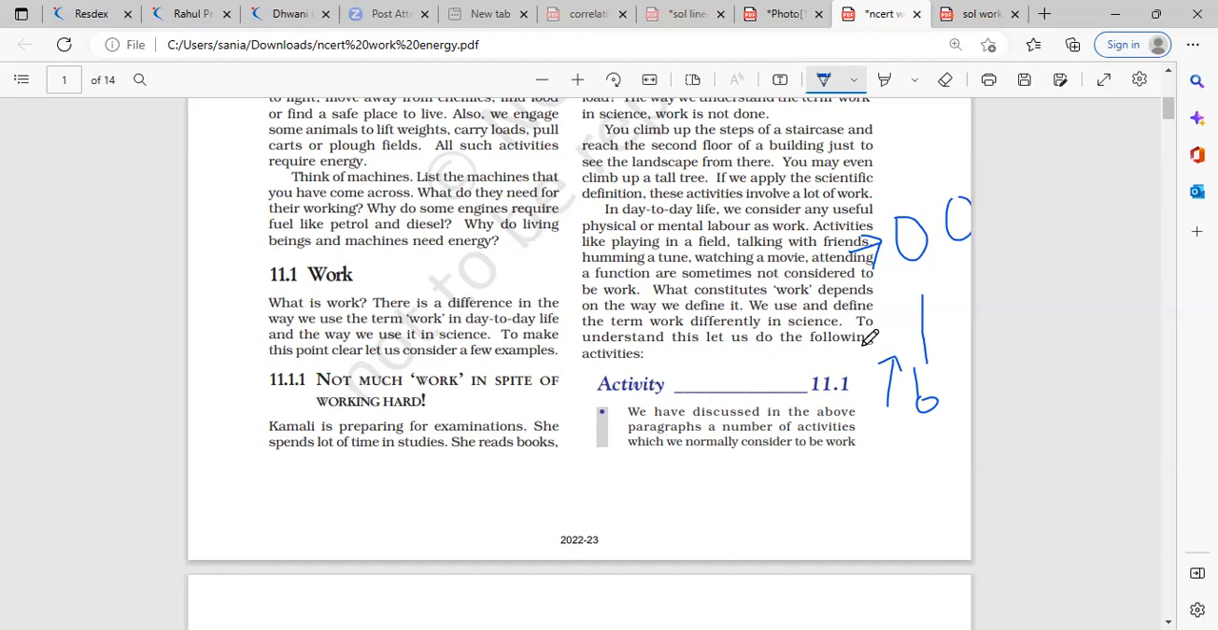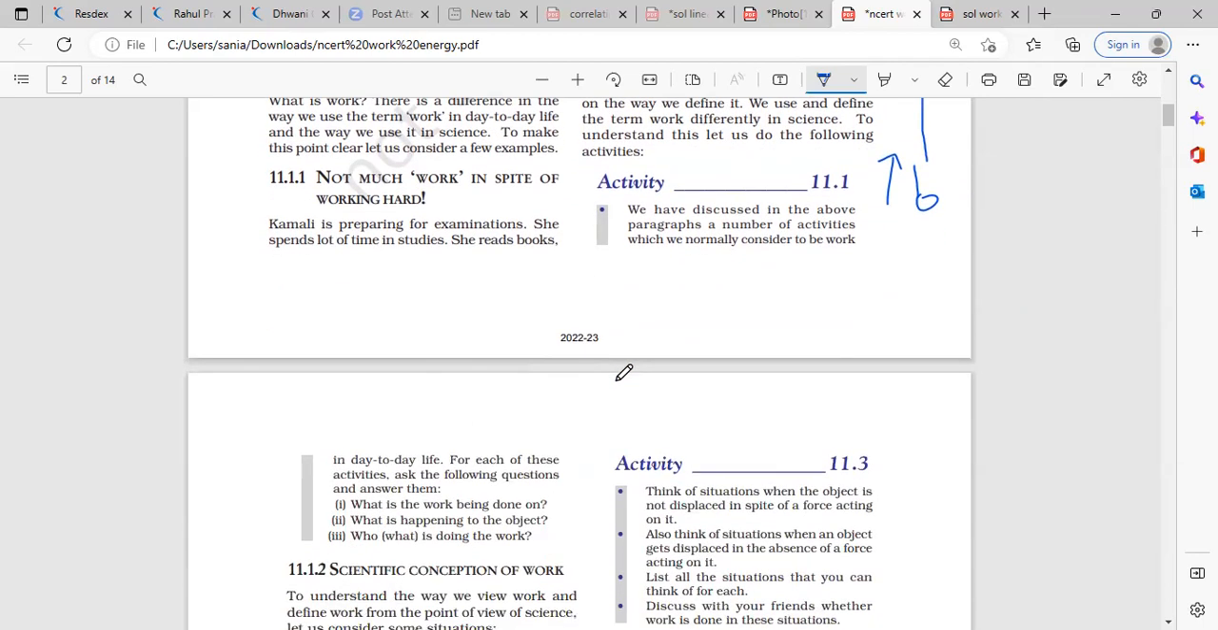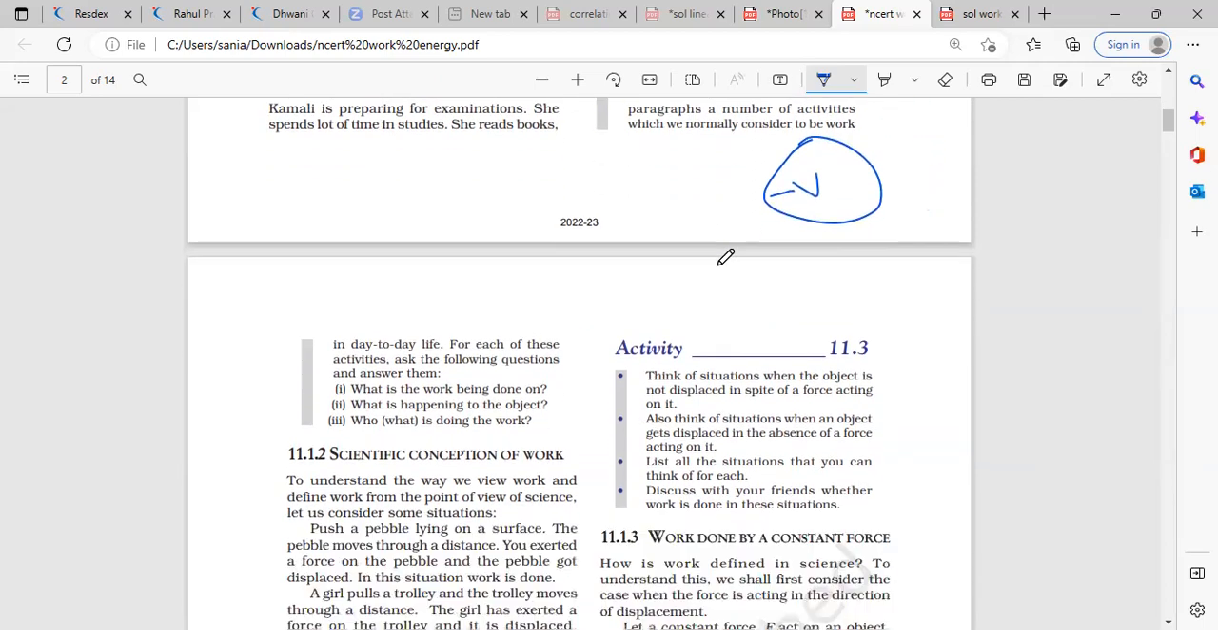Clear? Yes, ma'am. Ma'am, how do we calculate positive and negative energy? You don't have to calculate anything. Whatever question is given to you, if your answer comes in negative, then negative work is done. But if your answer comes in positive, then it is positive work. Clear? So you don't have to calculate. There is no formula to calculate negative and positive differently. We have the same formula only. But whatever answer comes will determine whether the work done is negative or positive. Okay?